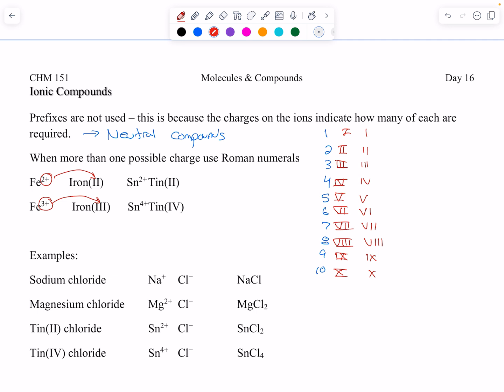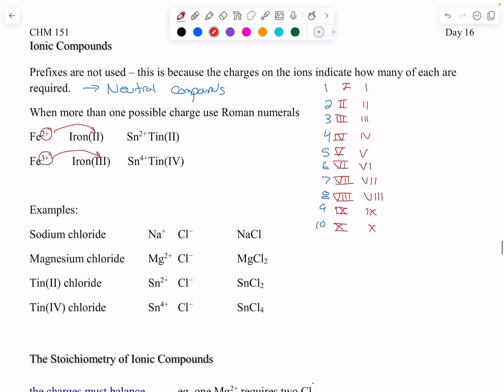So let's do some examples of these compounds. Let me show you some examples. And this is important: my recommendation is to do it exactly how it's written here.